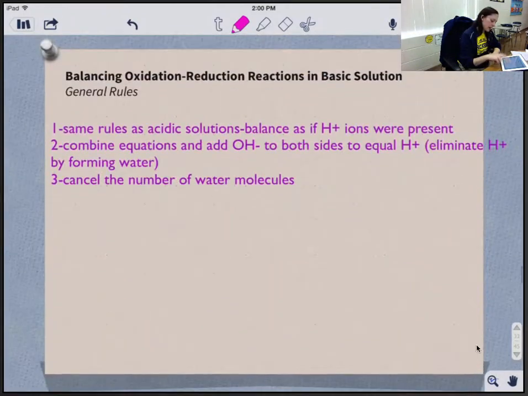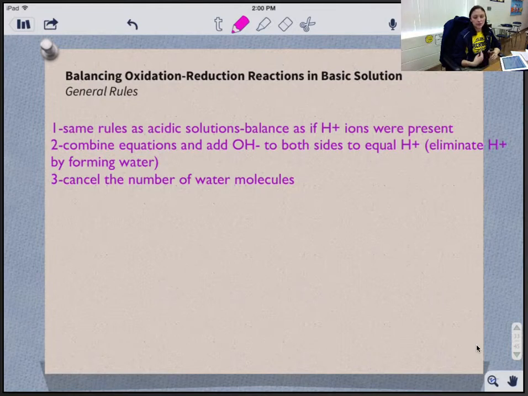So now we're going to try balancing in a basic solution. Okay, so this follows the same exact rules as the acidic solution. You balance it as if you had extra H+. Then when you get done with that last step that I just did a second ago, you add OH- to both sides to equal out the H+, because H+ and OH- are just going to give you water. And you just cancel the number of waters.